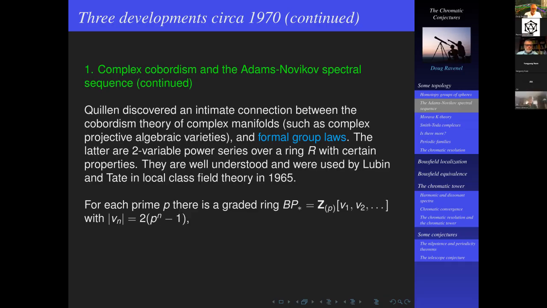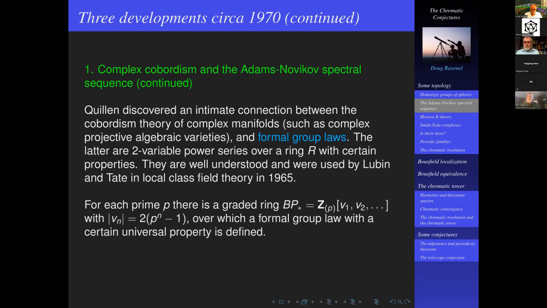So you have this for each prime p. The problem of calculating homotopy groups is such that it's very easy to separate it into its p-primary components for various primes p. So almost this entire talk is going to be p-local. We can focus on one prime p and make various statements. Over this ring there's a certain formal group law that has a certain universal property, and that's why it's important to us.